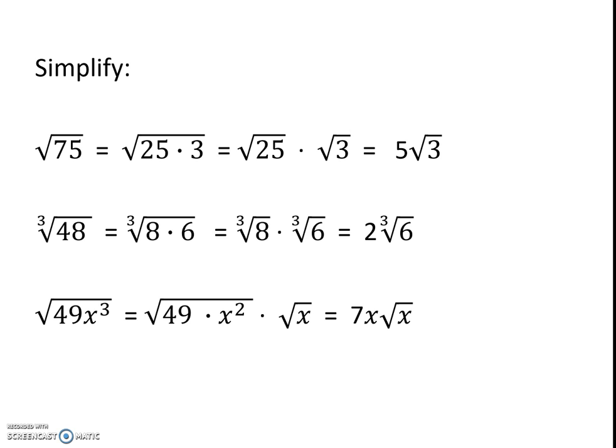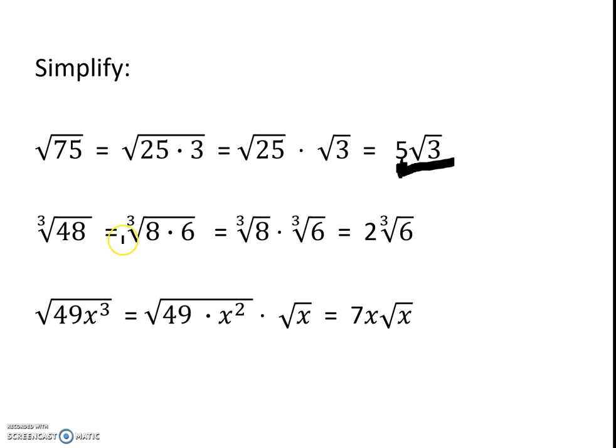Continuing to simplify, we see that the square root of 75 is the same as the square root of 25 times 3. We know the square root of 25 is 5, so we can bring that 5 out front. And so we have 5 times the radical 3 for our answer.